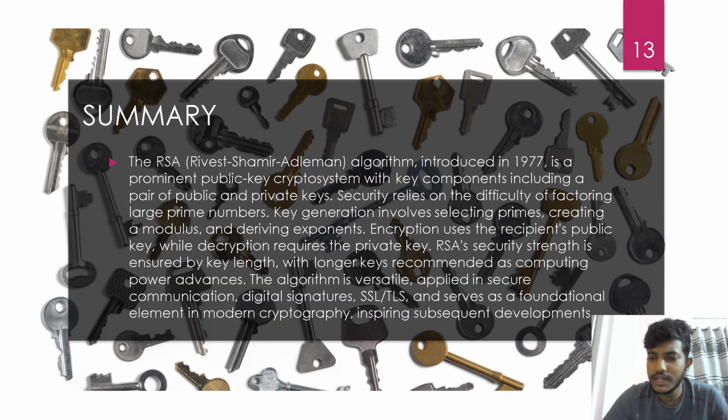Now we are at the end of the video. Let us summarize what the RSA algorithm is. The RSA algorithm, introduced in 1977, is a prominent public key cryptosystem, whose key components include a pair of public and private keys. Its security relies on the difficulty of factoring large numbers, large prime numbers. Key generation involves selecting primes, creating the modulus, and deriving exponents.